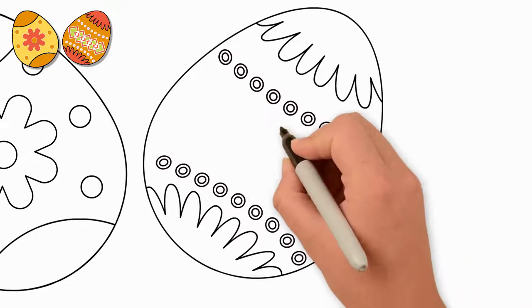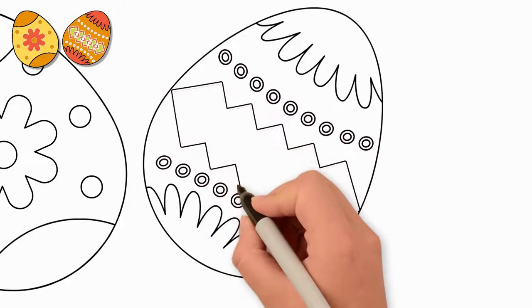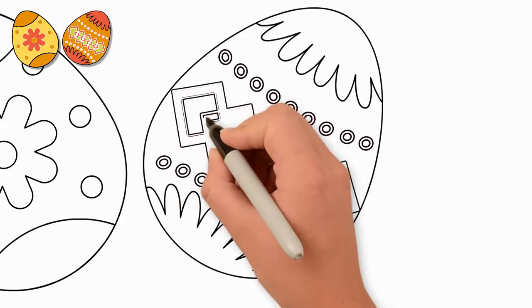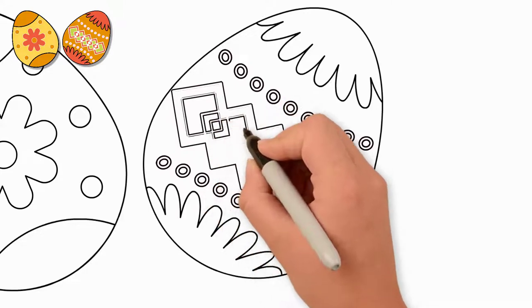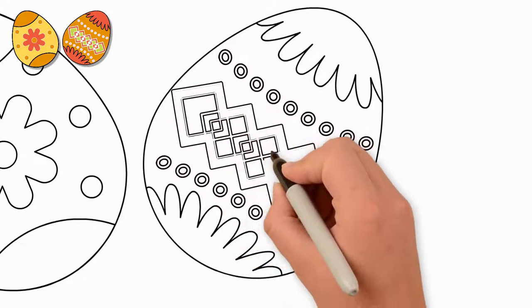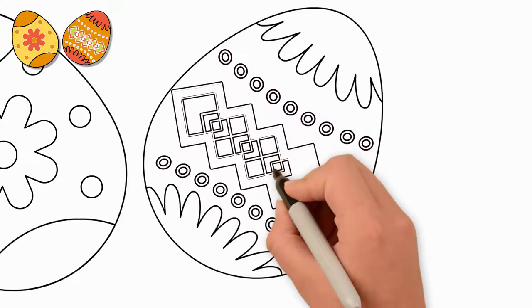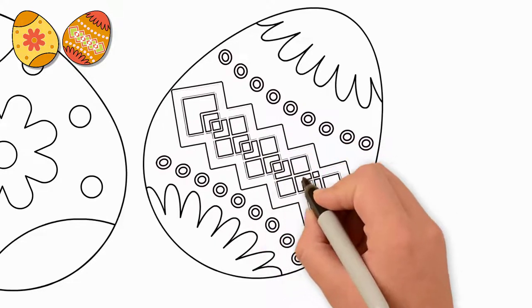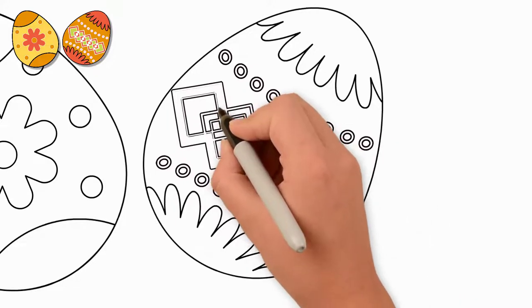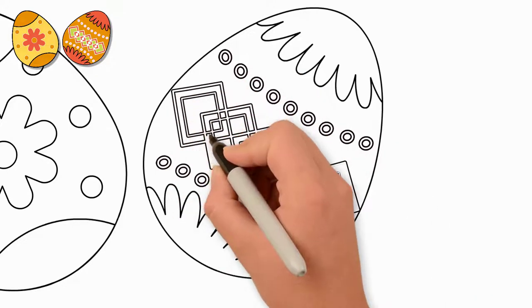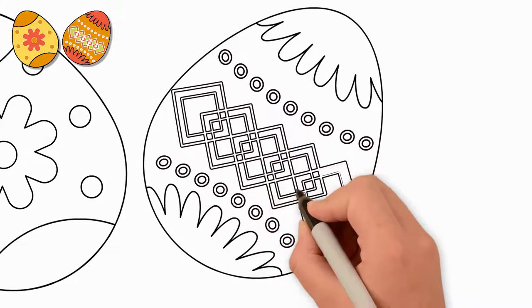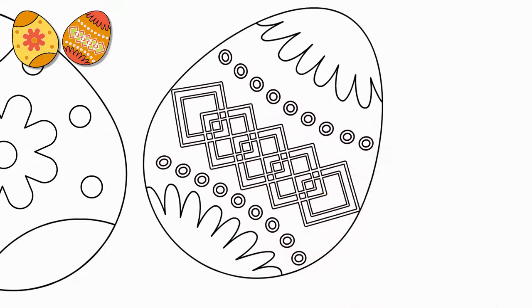And now let's paint our Easter eggs. Each flower, ring and geometric pattern is drawn in different colors.